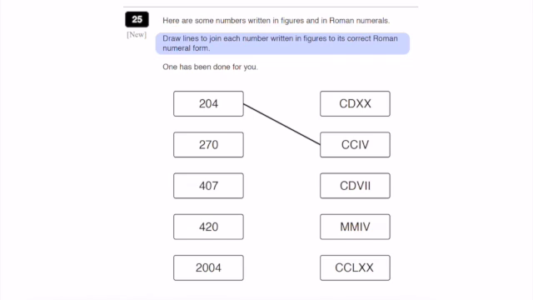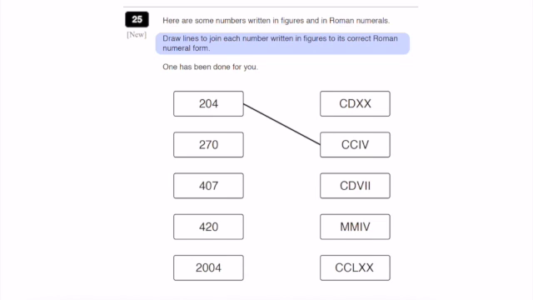Here are some numbers written in figures and in Roman numerals. Draw lines to join each number written in figures to its correct Roman numeral form. One has been done for you. Okay, so you need to copy this down and then you're going to work this out. So press pause while you copy it down and work it out. Then we'll do it together.